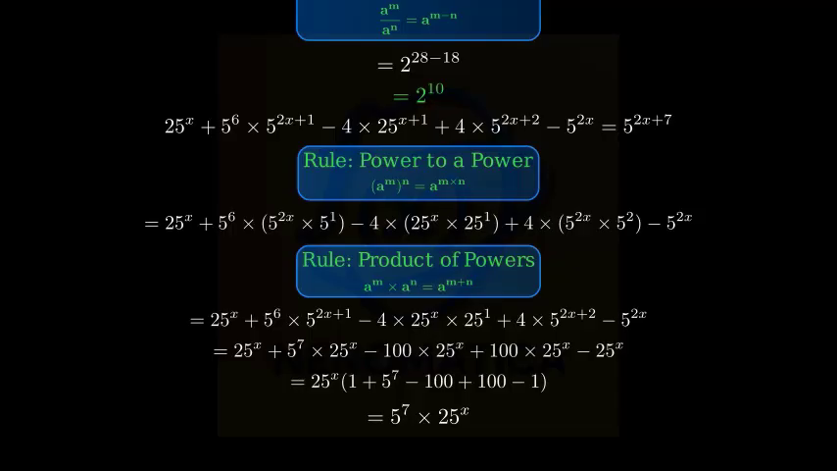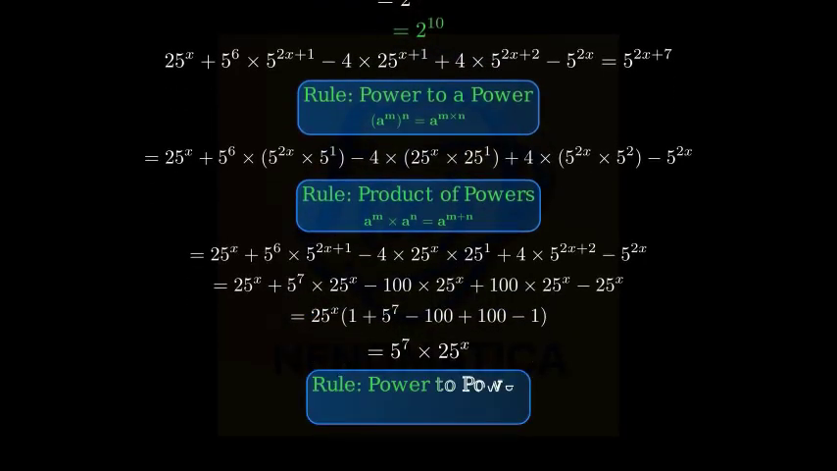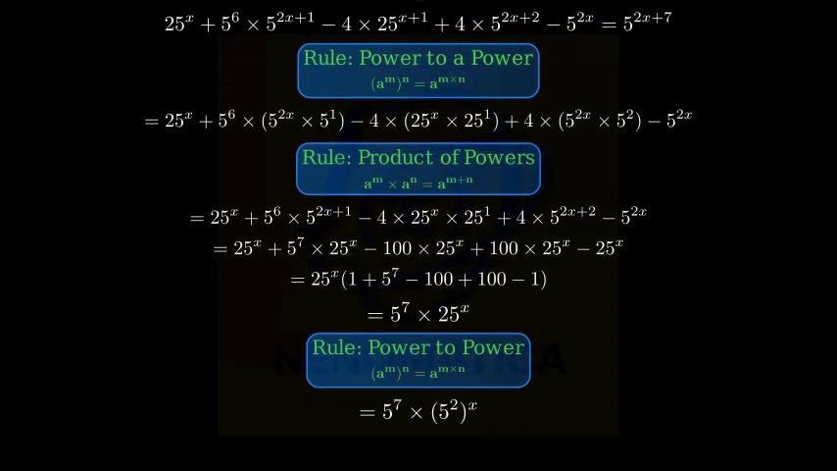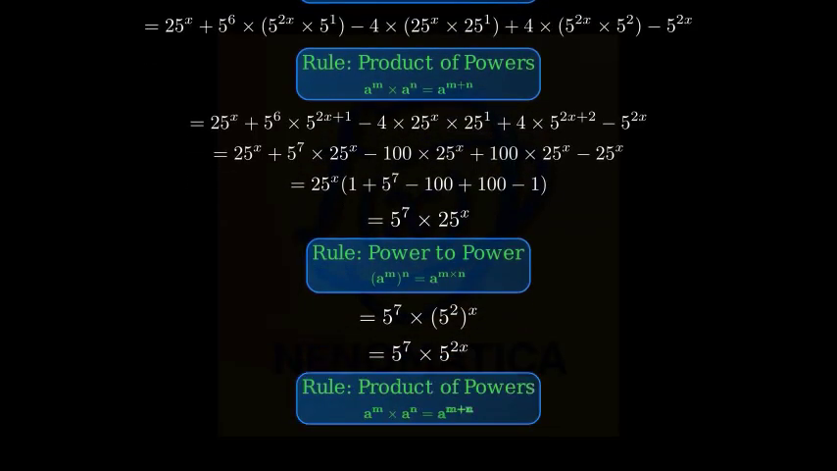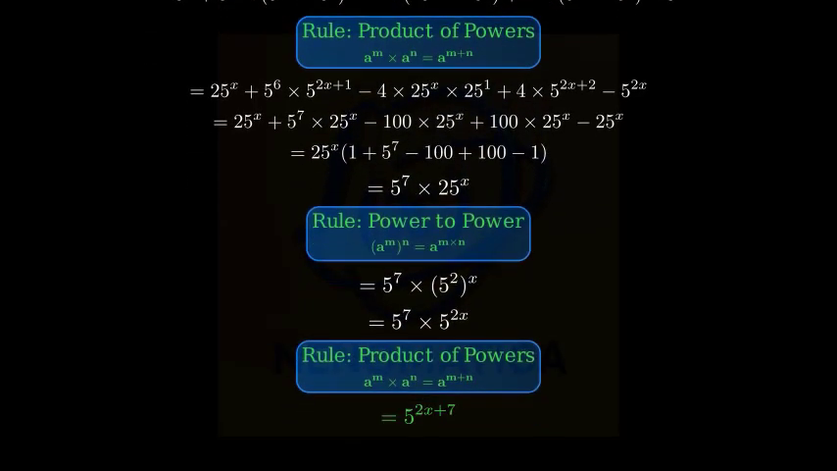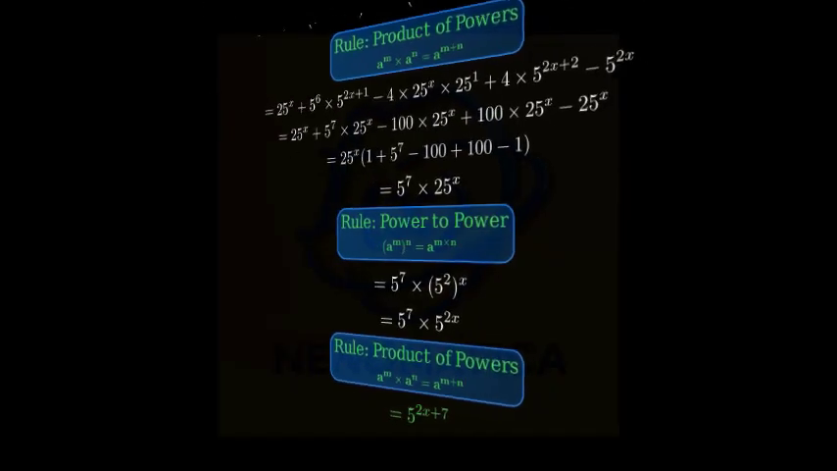The 100 and negative 100 cancel out, and the 1 and negative 1 also cancel out, leaving us with only 5 to the power of 7. Now, we rewrite 25 to the power of x as 5 to the power of 2x. Using the power to a power property, 5 squared to the power of x equals 5 to the power of 2x. Finally, using the product of powers property, 5 to the power of 7 times 5 to the power of 2x equals 5 to the power of 7 plus 2x, which is 5 to the power of 2x plus 7.